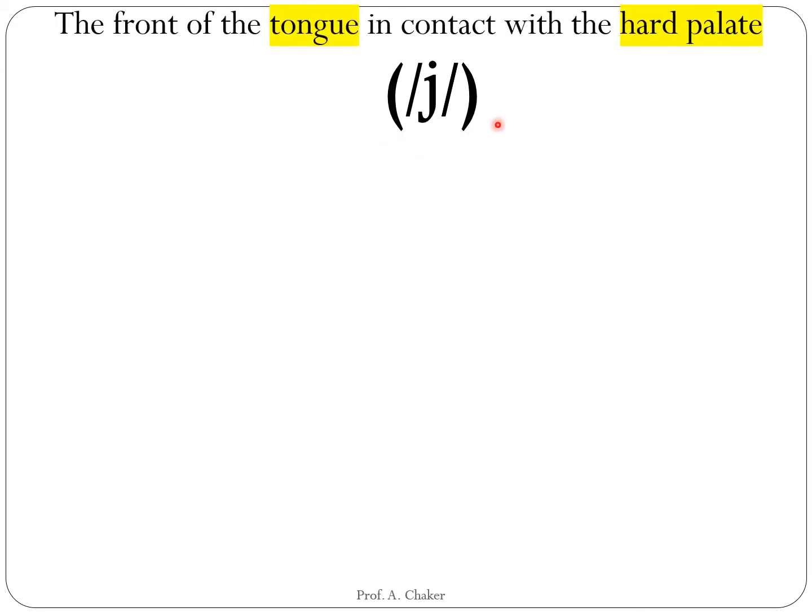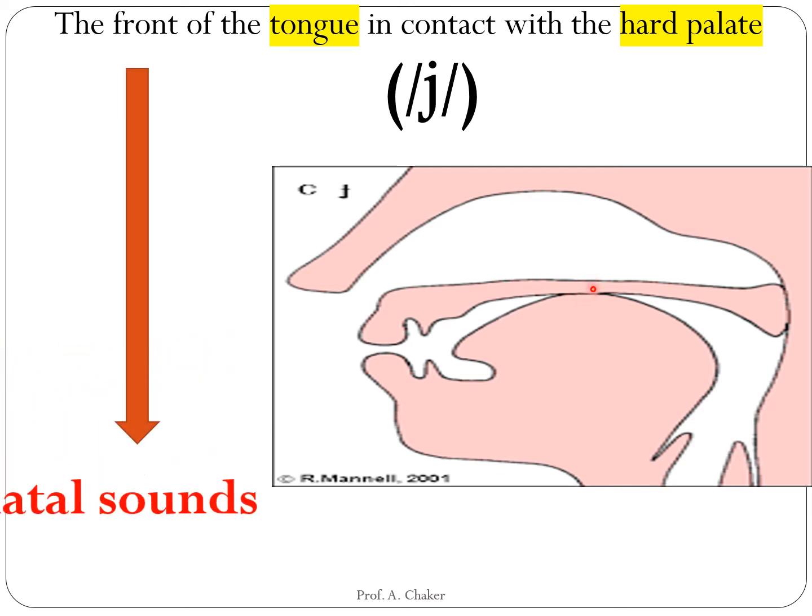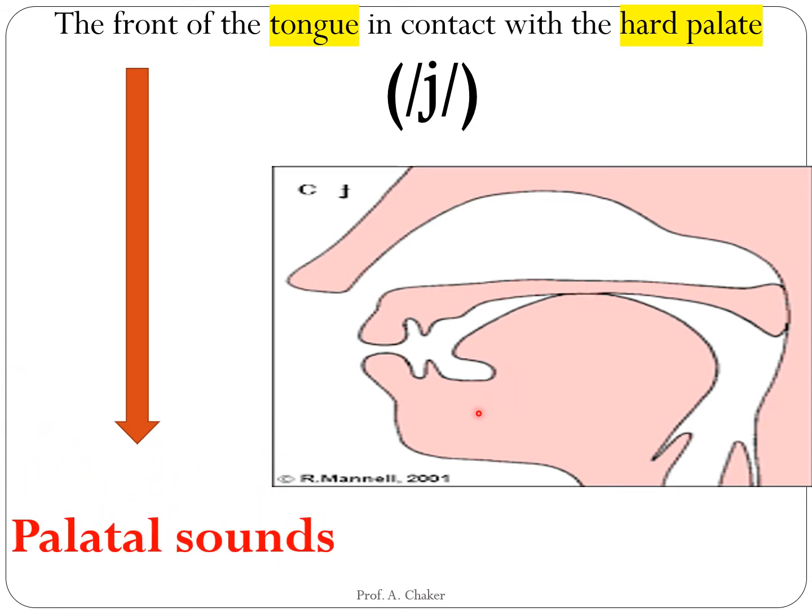Now the y sound, where is it produced? It's produced at the level of the hard palate when it comes into contact with the tongue. Look at the picture. It's this area here. The front of the tongue in contact with the hard palate. The sound is called the palatal sound. Palatal sound.